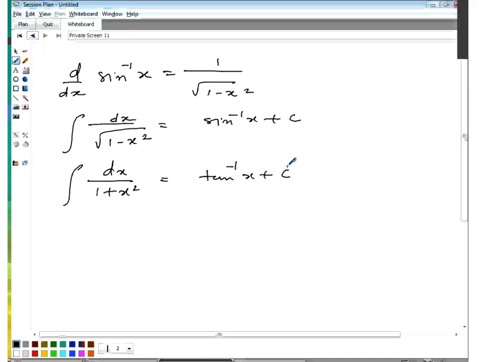d/dx of sec inverse x is 1 upon x under root x square minus 1. So this fellow would be this. Very simple to get all these results from the inverse of differentiation approach. Any questions up to this point? Let me know.